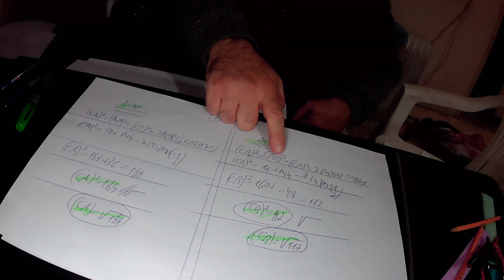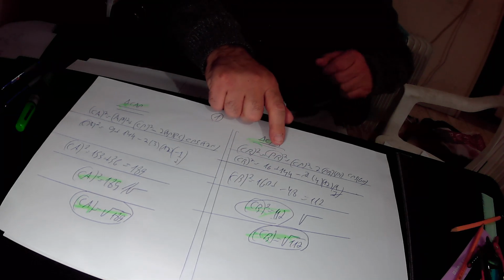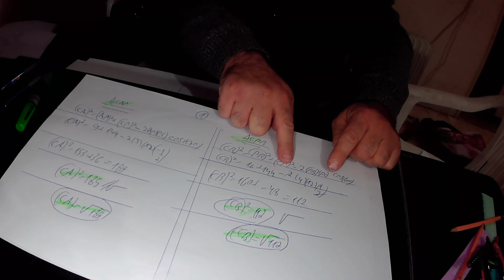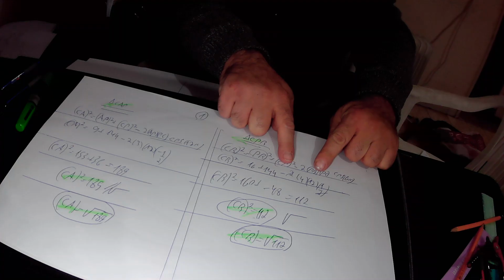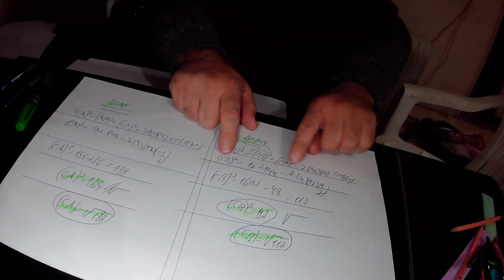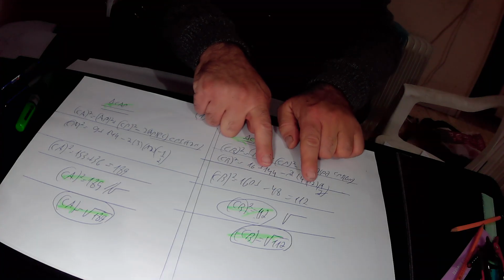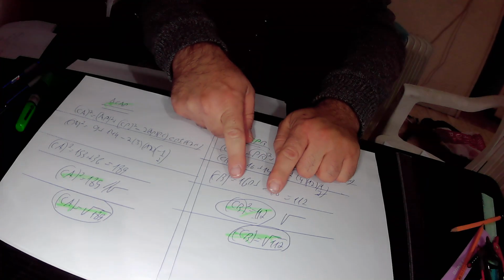16 plus 144 is 160. We have 2 in the denominator, so the 2 gets cancelled, and we are left with minus 4 times 12, that is minus 48. So in total, CB square equals 160 minus 48, that is 112. Again, CB square equals 112.